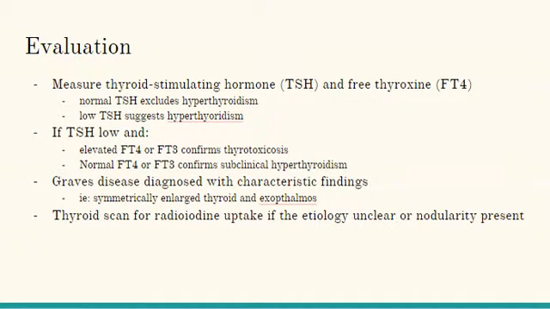Now, the classic hyperthyroidism, Graves' disease, is diagnosed with the blood test that reveals hyperthyroidism, and you also find clinical findings like a symmetrically enlarged thyroid gland, or the bulging eyes that we see in the textbooks. If you are unsure exactly what the etiology of the hyperthyroidism is, then you would send the patient for a thyroid scan.